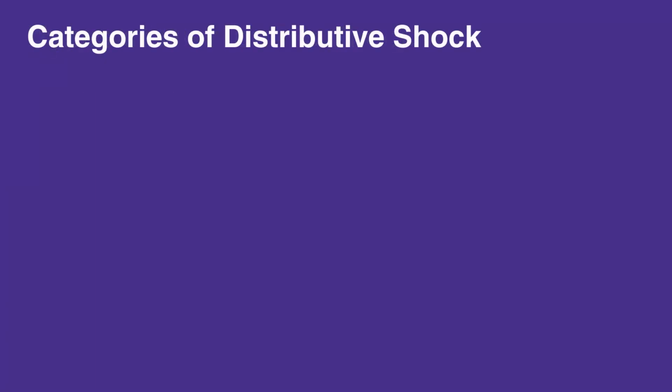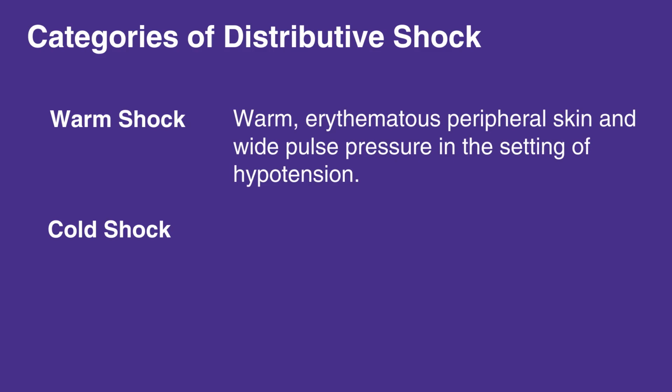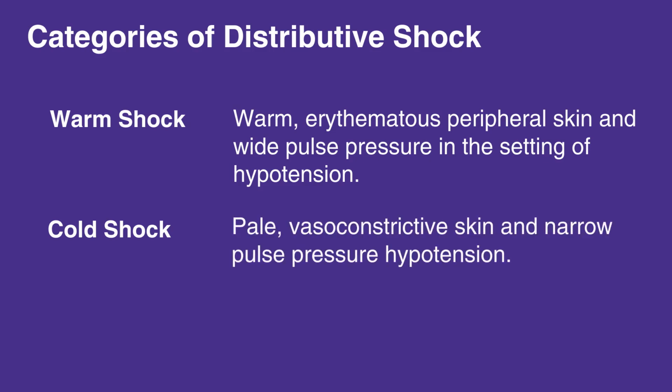Distributive shock is further categorized into warm and cold shock. If the individual is experiencing warm shock, they commonly will have warm, erythematous peripheral skin, and wide pulse pressure, in the setting of hypotension. If the individual is experiencing cold shock, they commonly will have pale, vasoconstrictive skin and narrow pulse pressure hypotension.